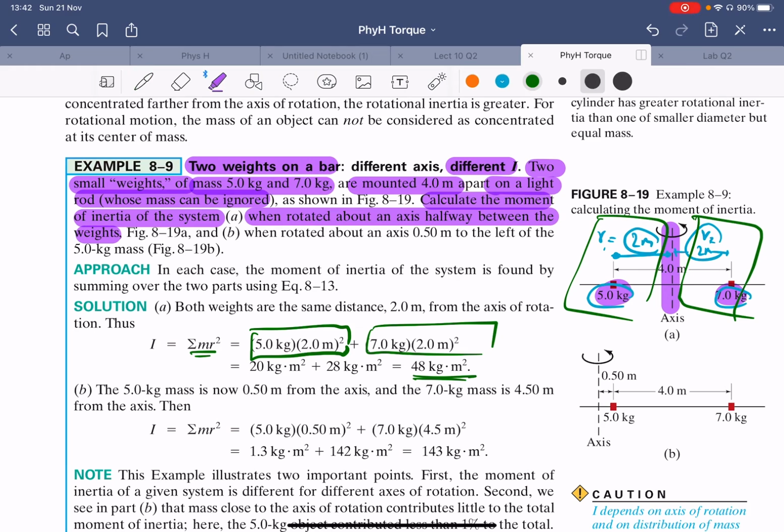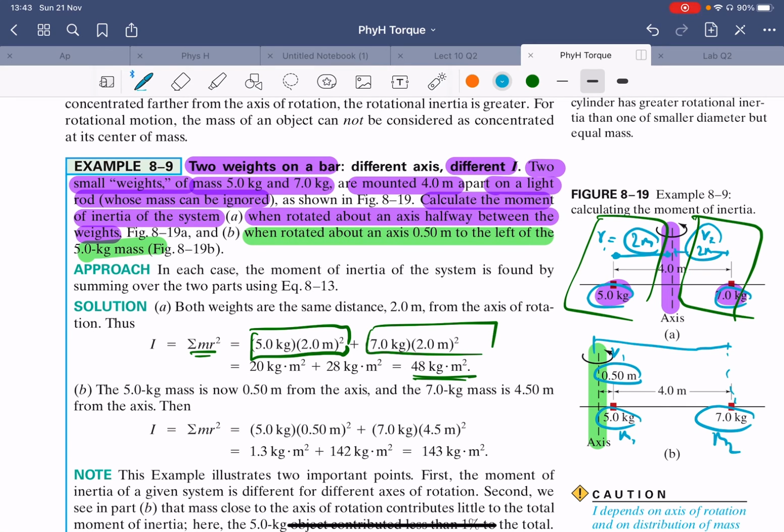Okay, let's see the second scenario. The second case, when rotated about 0.5 meters to the left of the 5 kg mass. There you go. Now this time you move the axis of rotation here. So this is my R1, and this is my M1. Now where's my R2? R2 will be from this to this, and this is my M2. So R2 is equal to 4.5 meters. Okay, so simplify it again.